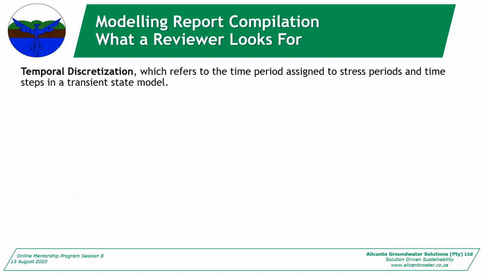Again, in temporal discretization, which is your time period assigned to your stress periods and your time steps in a transient state model, which is something that was mentioned by Donies at the beginning. Your transient state model is where your stress and your input or your stress conditions change over time. So you have your mine getting deeper, your borehole getting stronger, or your abstraction getting higher rather. Those are transient conditions.